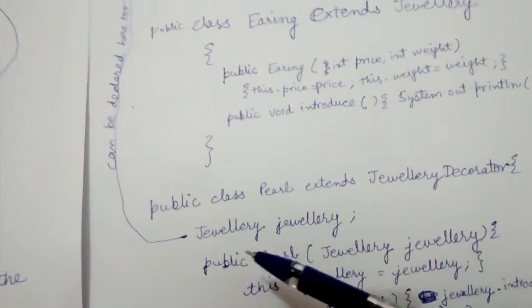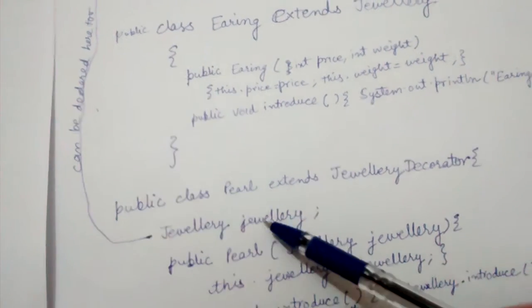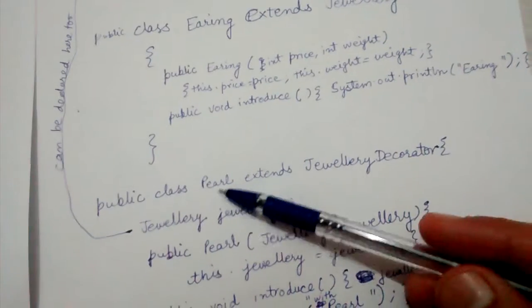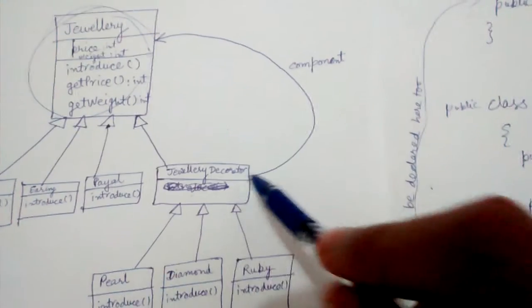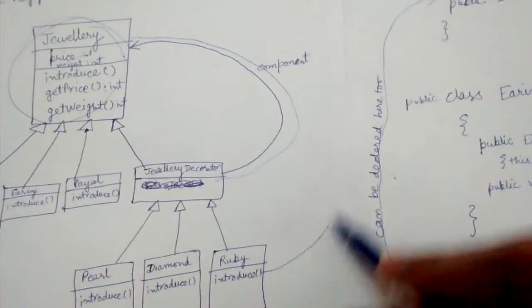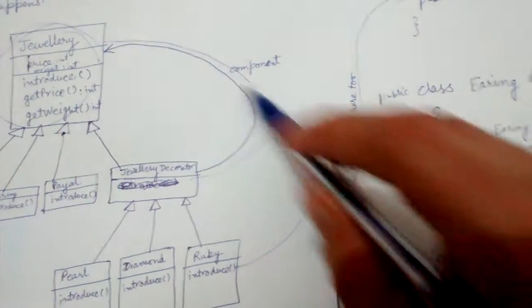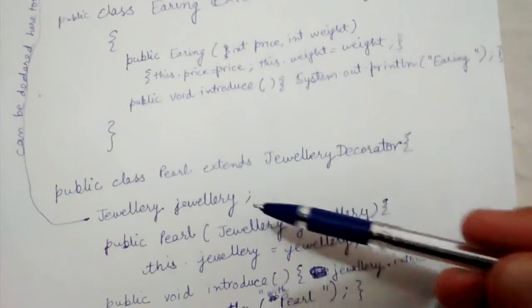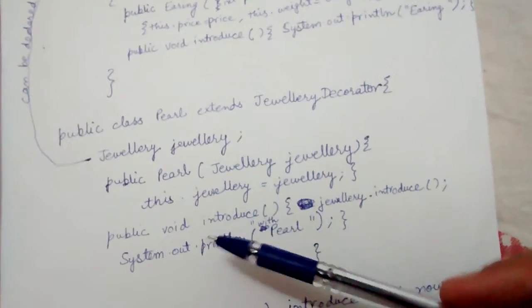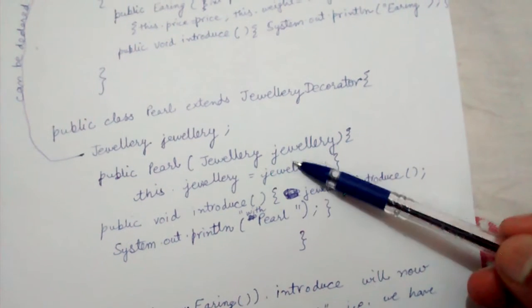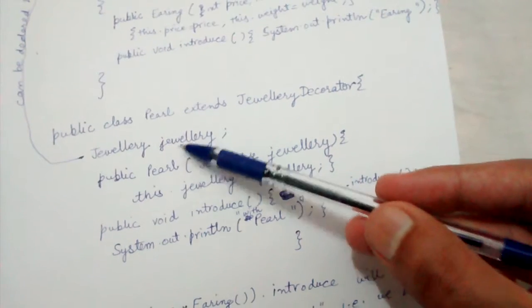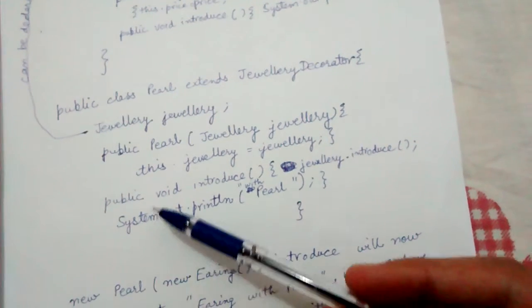So this is having a jewelry reference. We are defining this jewelry reference in the pearl class. This can well be defined in the jewelry decorator class. So you just follow this class diagram as of now. We are just having a jewelry reference here, and this is our pearl's constructor. It is taking a jewelry object and initializing its reference with it, as simple as that.